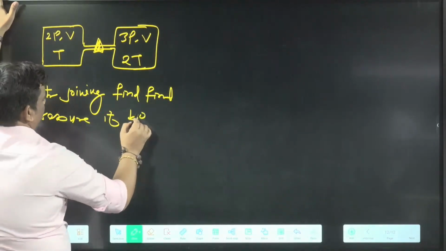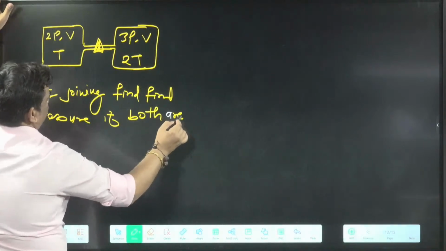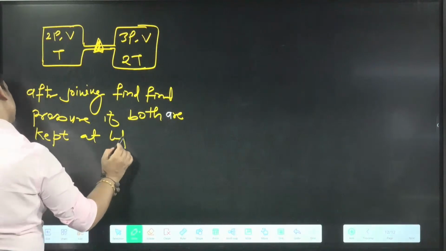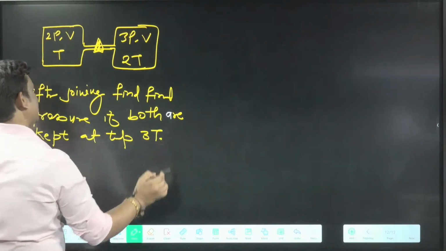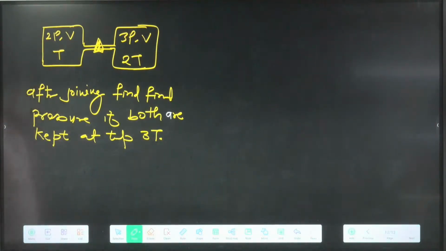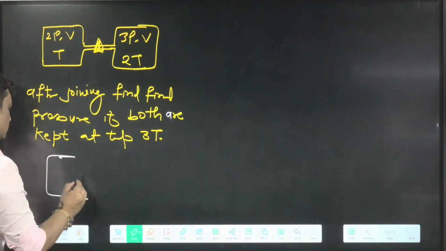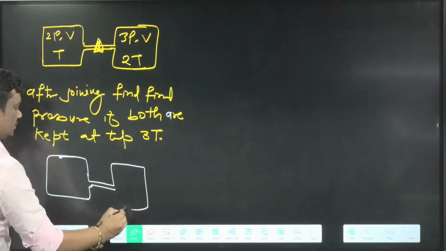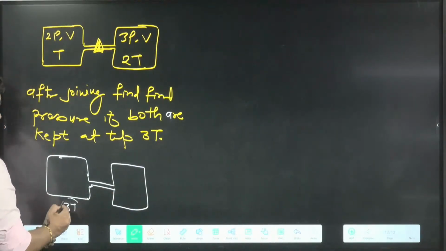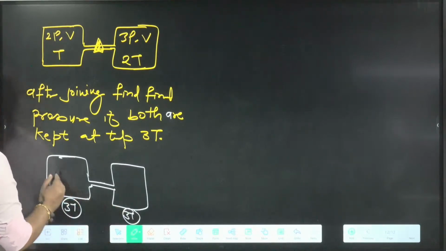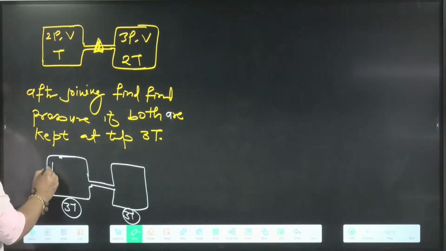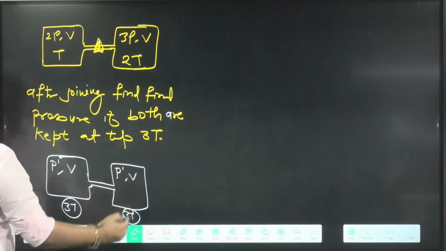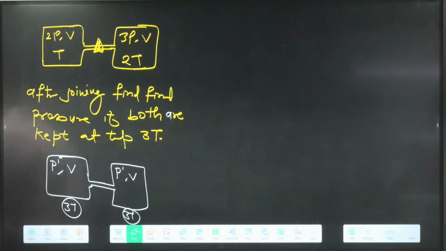if both are kept at the temperature 3T. If both are at temperature 3T, then you have to solve this thing here. So we can write in this one, if both are at temperature 3T, so here also 3T and here also 3T, and this one is basically the pressure, we can say P dash, and this volume is V. Here also pressure P dash and volume V. So the final pressure you have to find.